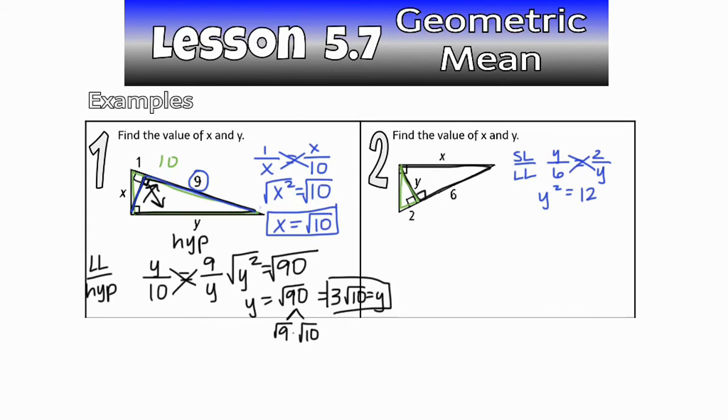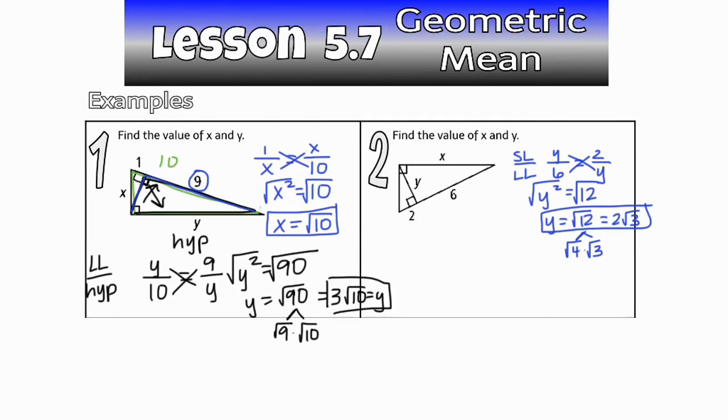Then I'm going to take the square root, and so y is going to be equal to the square root of 12, which can be simplified. That's the square root of 4 times the square root of 3. So that's 2 square root of 3. That is going to be y there. Now I need to solve and find x.